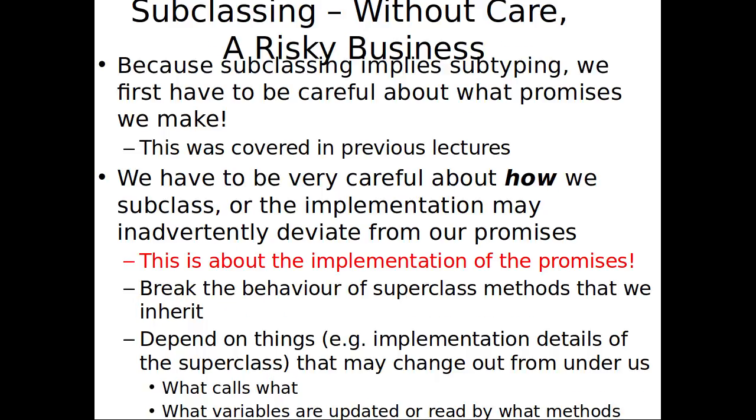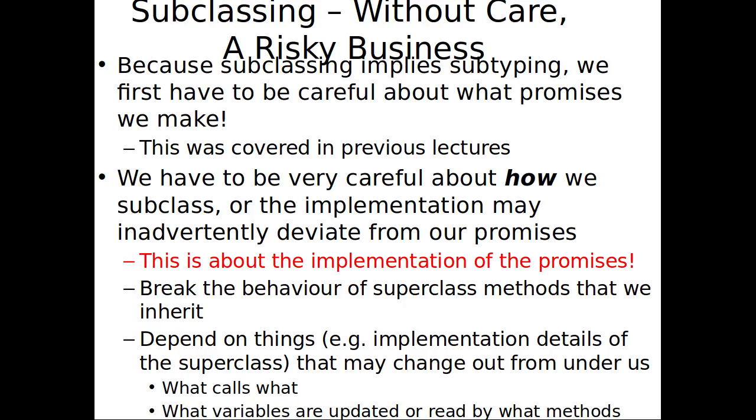Okay, so the challenge here is that with subclassing, we have two sets of issues coming in. One is the whole Liskov substitution principle. We have to make promises for the subtype that are consistent with those of the supertype, so we don't rudely surprise someone who thinks they have an instance of supertype, but we actually give them an instance of subtype. But secondly, we have to be very careful about how we implement the subclass, or else that implementation may deviate from our promises. It won't actually, in fact, guarantee the behavior we're talking about, okay? So we might break the behavior of the superclass methods that we inherit, like break the behavior of isPositive.